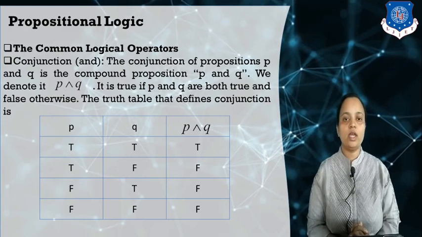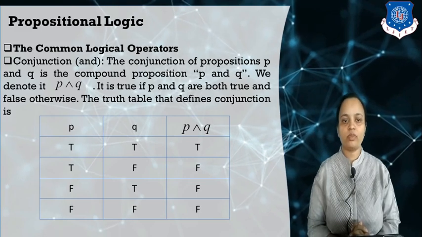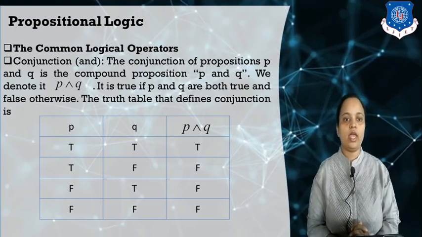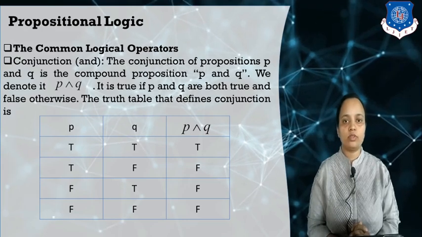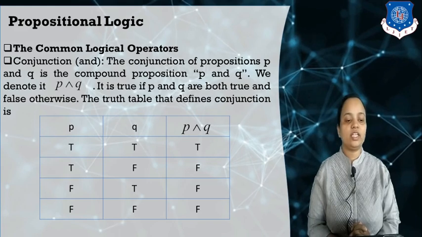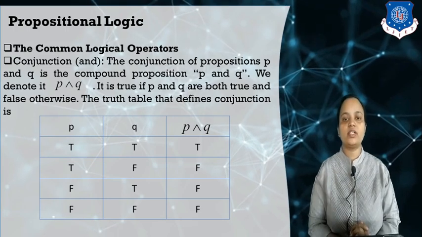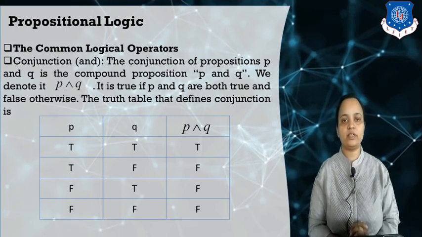Here you can see the truth table for this conjunction operator. P and Q are my two propositions, and the table contains the possible values. In the first line both are true. In the second line P is true and Q is false. In the third line P is false and Q is true, and in the last line both are false. Every line except the one where P and Q are both true contains false. So it is true only when both P and Q are true, otherwise it's false.